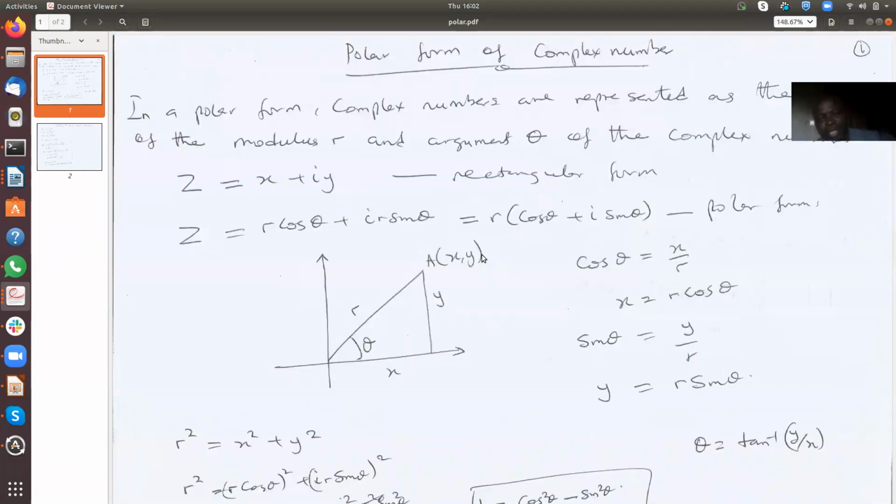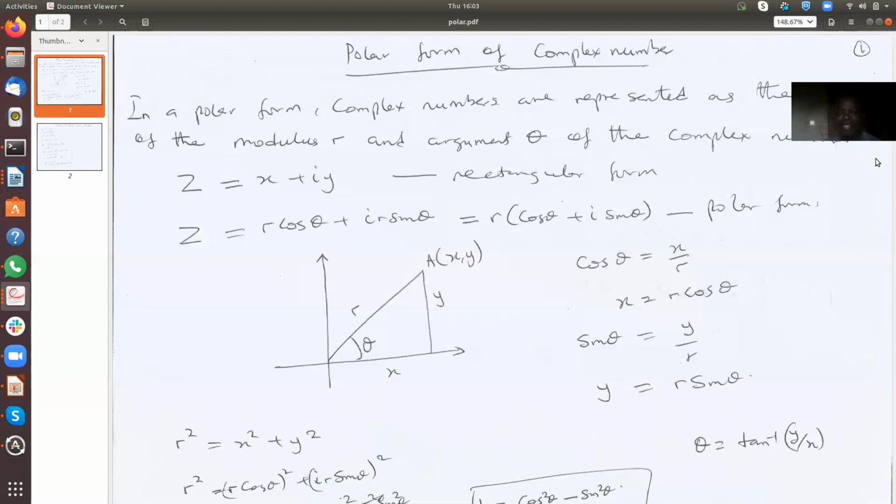For this week, we need to understand what is called the polar form of complex number. Last week and the week before last week, we actually dealt with complex number using the symbols Z, X, Y, and I. So I said in a polar form, complex number are represented as the combination of the modulus R and the argument theta of the complex number. So what I'm trying to say is that the ones we have discussed so far, we can actually write complex number as Z is equal to X plus IY, which is referred to as a rectangular form.